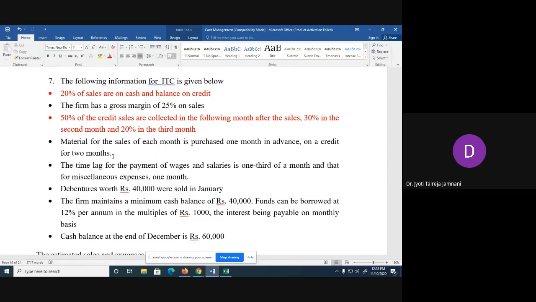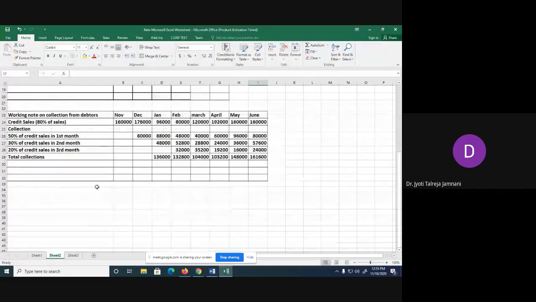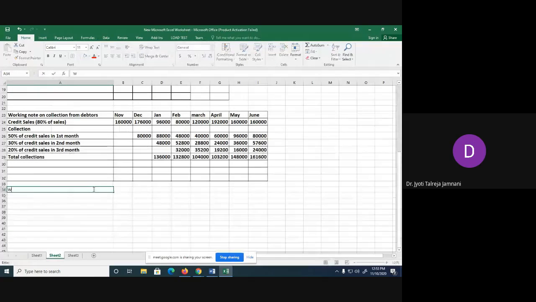Now, whatever we are going to sell, we are going to purchase it. So how to find the purchases? Let's do it using a working note. And now I will use this: the firm has a gross margin of 25% on sales. I told you to leave it as of now, so now we will go back to that point also. So I'll write here working note on purchases. It is very important, so please listen carefully, and if you don't understand anything, let me know so that I can repeat it.